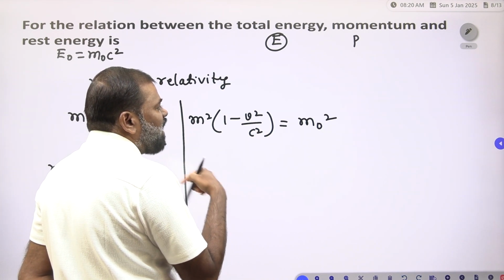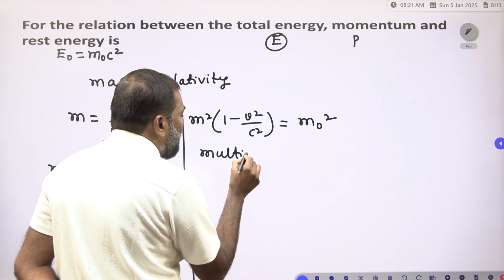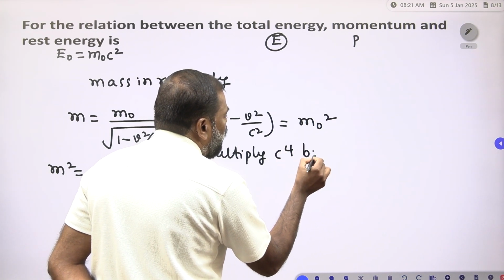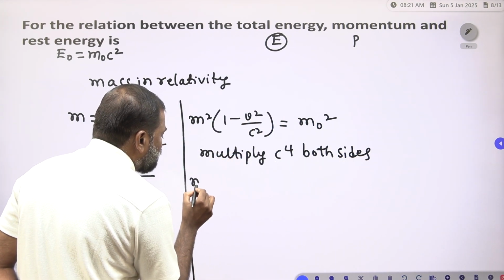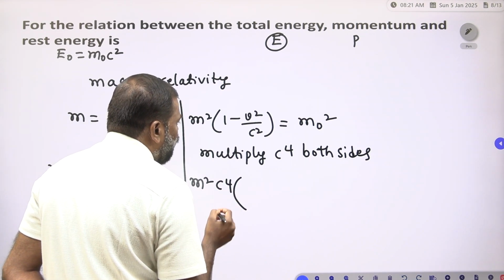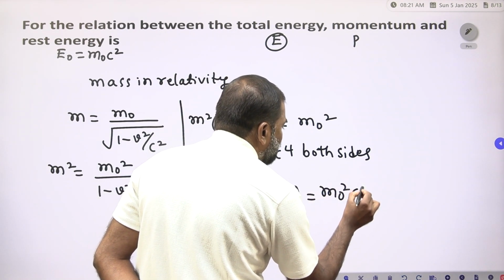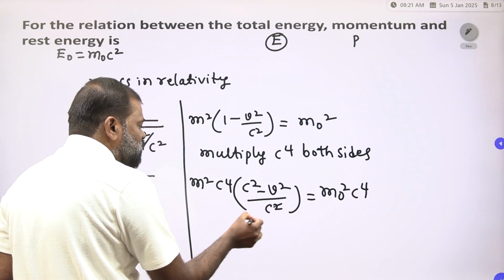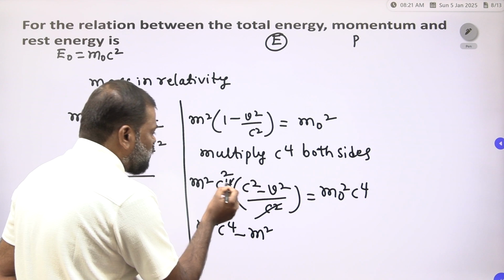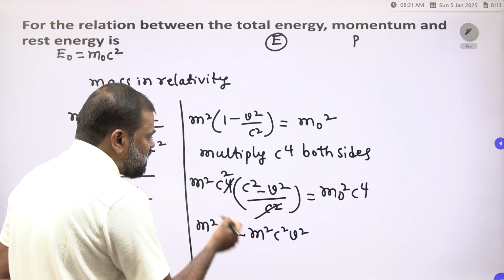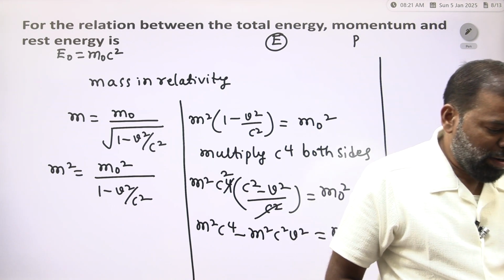Now multiply c to the power of 4 on both sides. So m square c to the power of 4 into c square minus v square divided by c square is equal to m naught square c power 4. One c square gets cancelled. So m square c to the power of 4 minus m square c square v square is equal to m naught square c power 4.